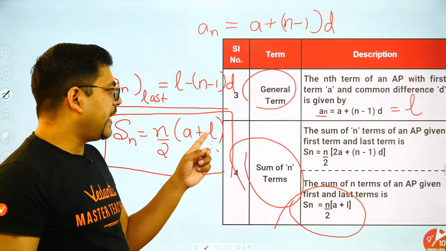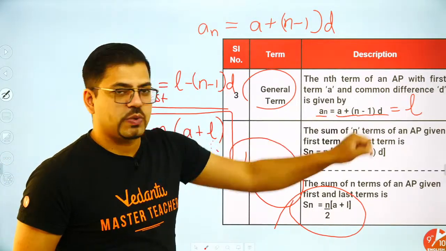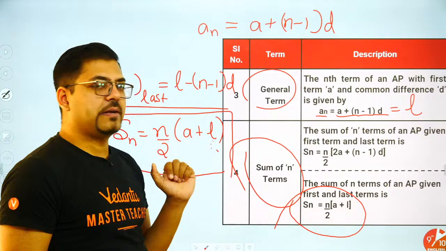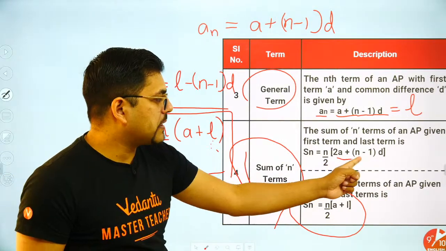So in place of L, if you put this value a plus n minus 1 into d, you get this formula. a plus n minus 1 into d. That is n by 2 into 2a plus n minus 1 into d.